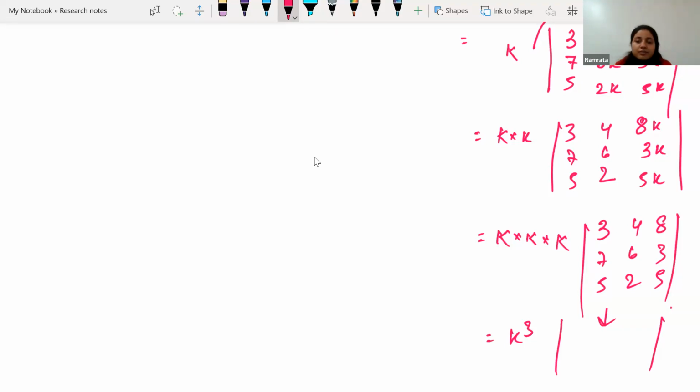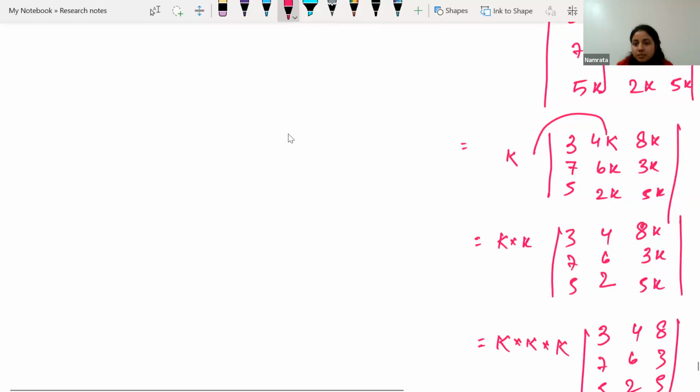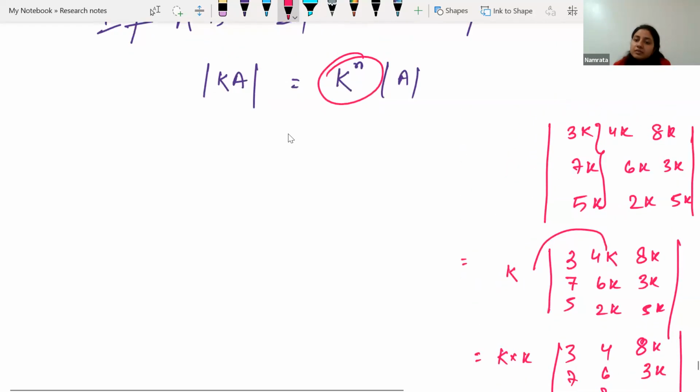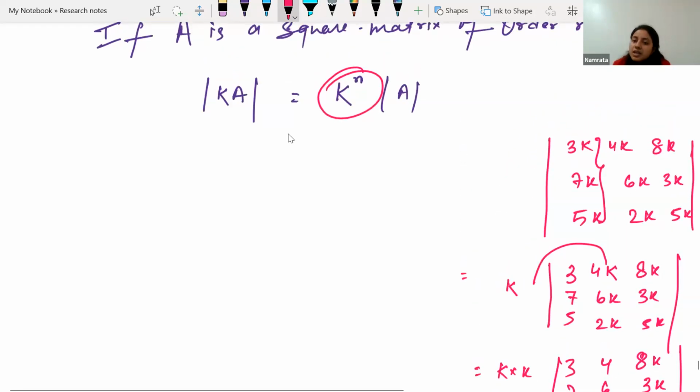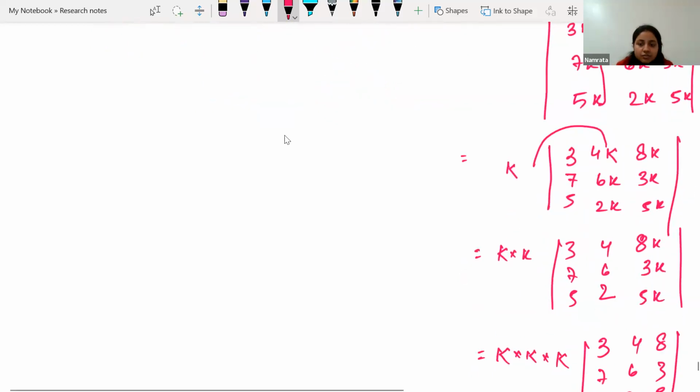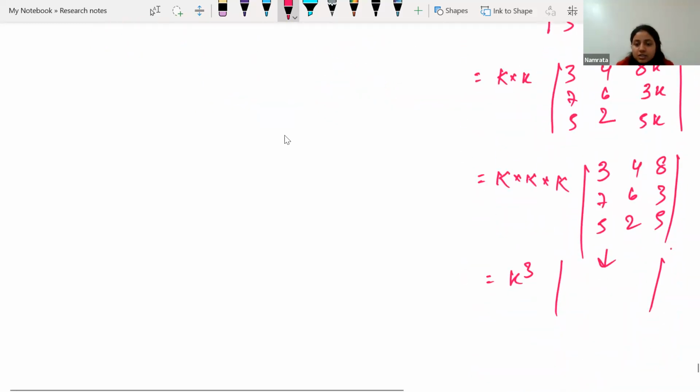So when there is a matrix A of order 3, and we take out its determinant, you can see we ended up getting k to the power 3. Order 3 was there over here, and we got k to the power 3 over here. Let's apply these properties which we have learned in a few questions. Let me take a few questions.